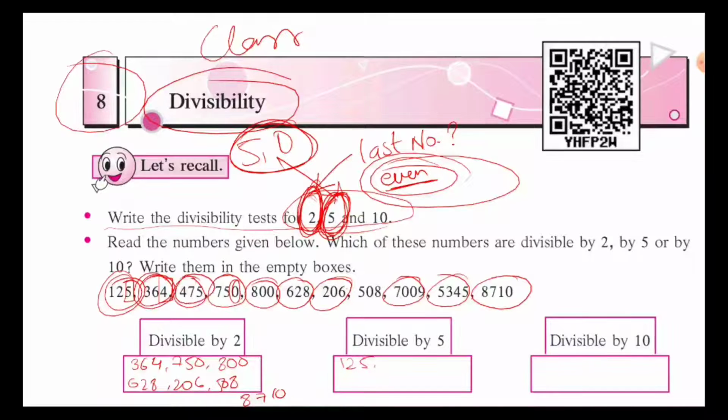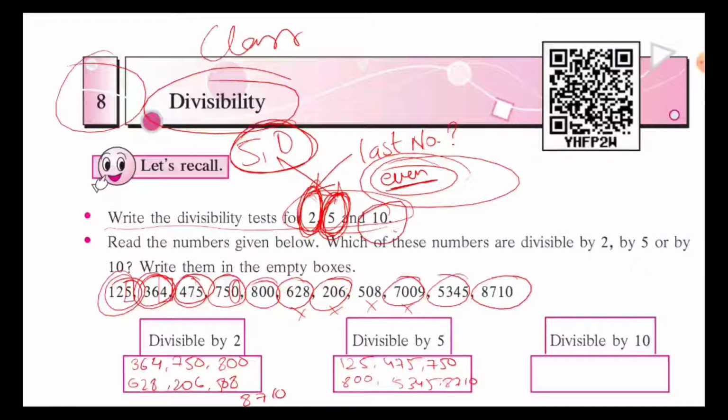364 won't. 475 will be divisible. 750 will be divisible. 800 will also be divisible. 628 won't be. 206 won't. 508 won't. 97009 won't. 5345 will be divisible, and 8710 will also be divisible by 5.